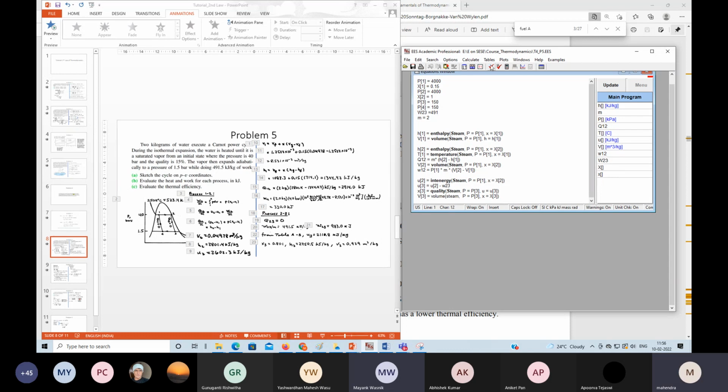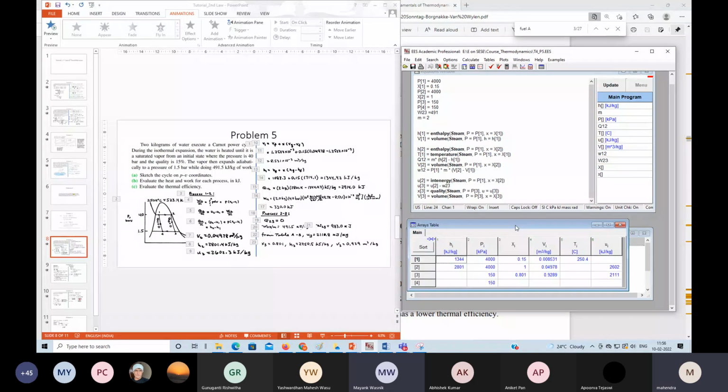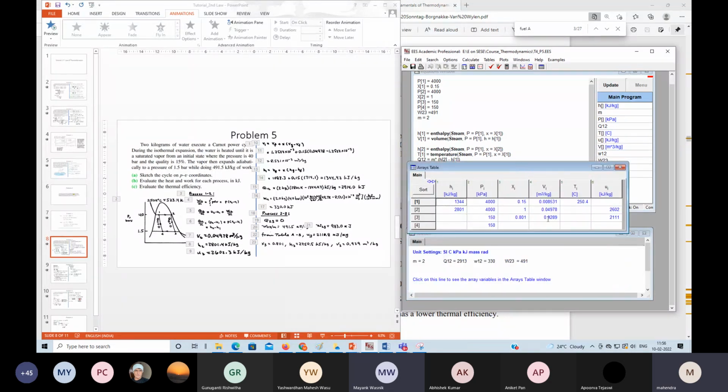Then yeah, what is it giving? What we are looking for? V3, yeah, 0.9289. V3 is matching. Yeah, 0.9289. Okay, 0.929. Okay, fine.